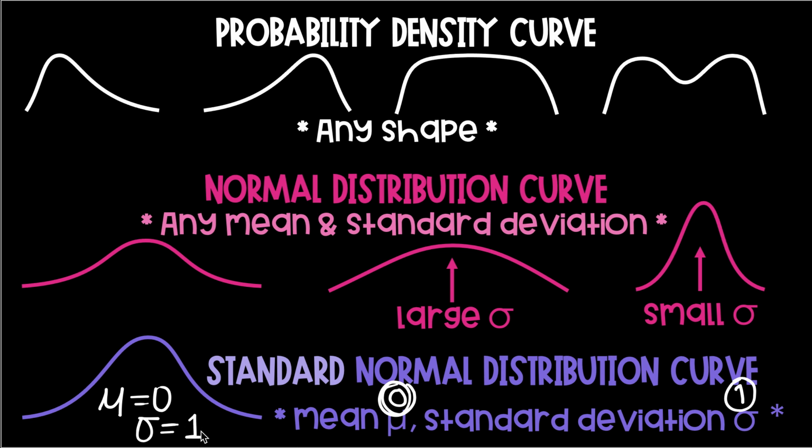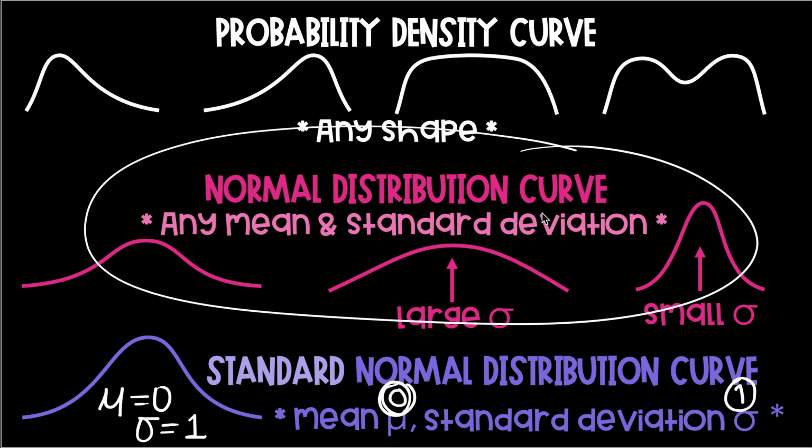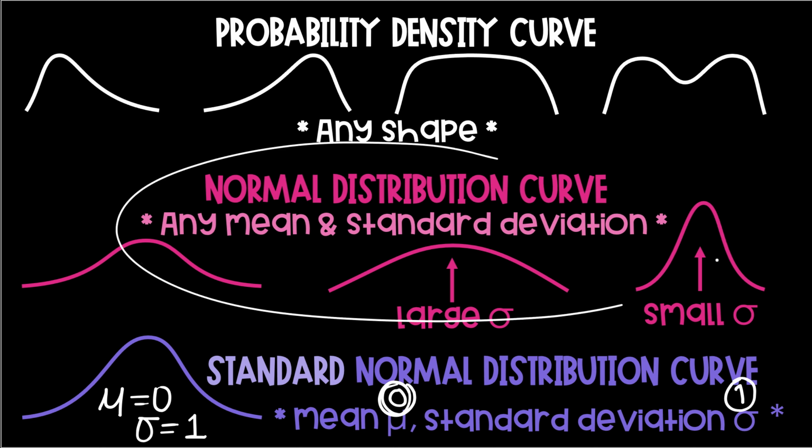Any normal distribution curve can have any mean and any standard deviation, and a probability density curve can have any shape. In other words, the standard normal distribution is a normal distribution, but a normal distribution is also a probability density distribution or probability density curve.